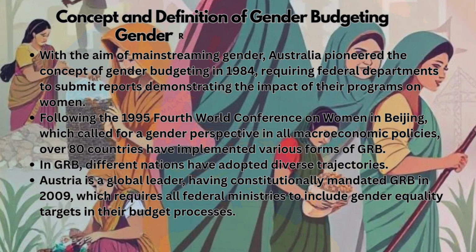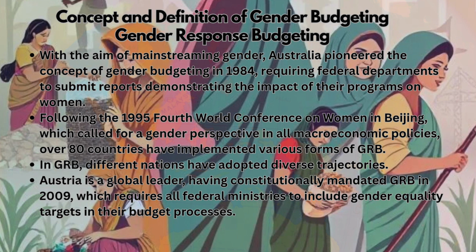Now, with the aim of mainstreaming gender, Australia pioneered the concept of gender budgeting in 1984, requiring federal departments of the country to submit reports demonstrating the impact of their programs on women. Following the 1995 Fourth World Conference on Women in Beijing, China, which called for gender perspectives in all macroeconomic policies, over 80 countries have implemented various forms of GRB, that is, gender response budgeting.